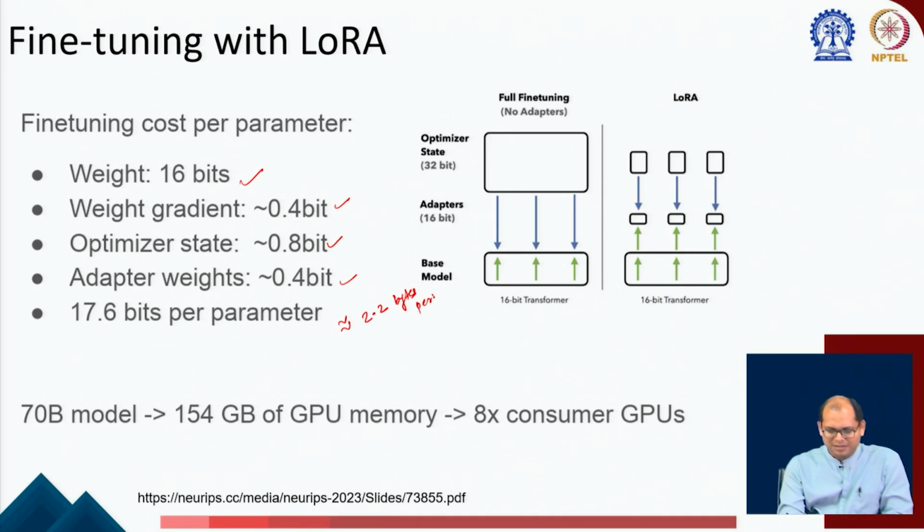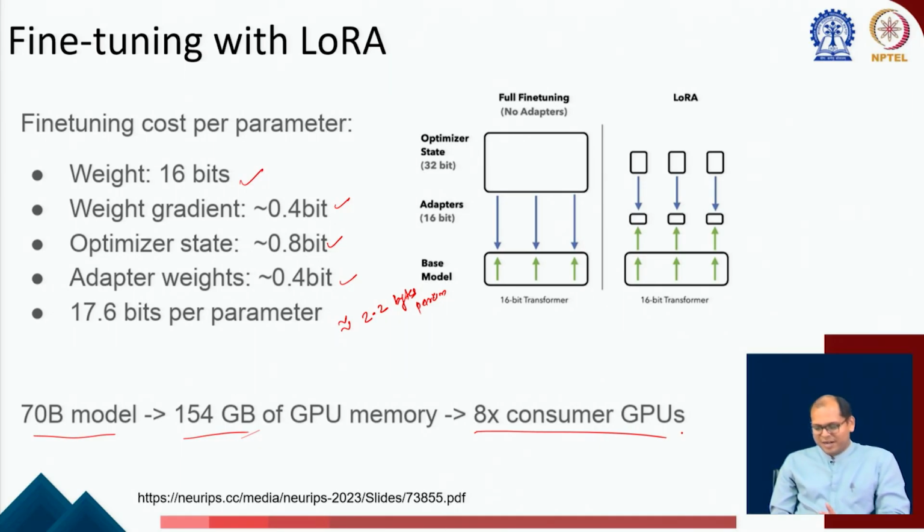So then for a 70 billion model you can store it in 154 GB of GPU memory. It's still like 8 consumer GPUs, right? It's still large. Not everyone will have 8 GPUs of 24 GB each. So that's where the idea came: can we do even better than that?